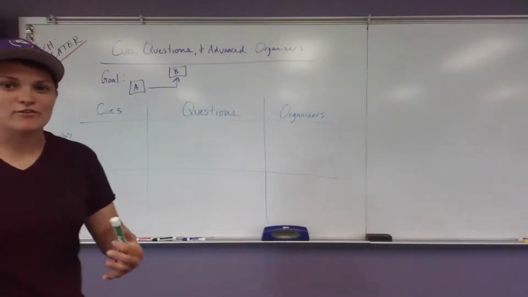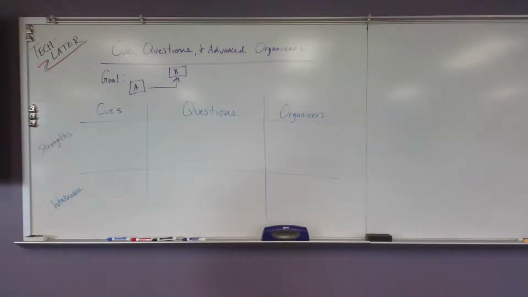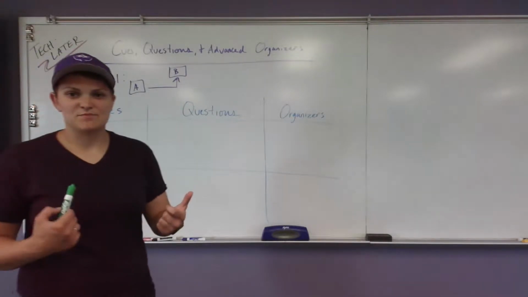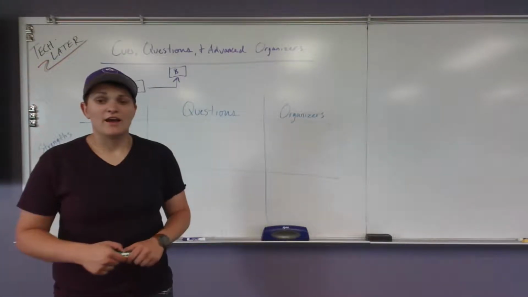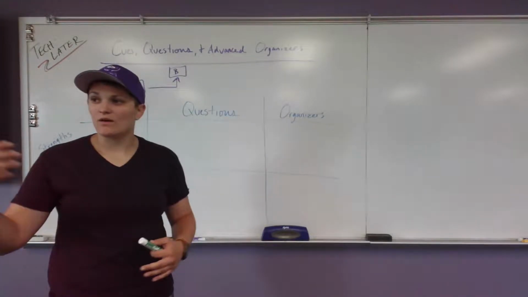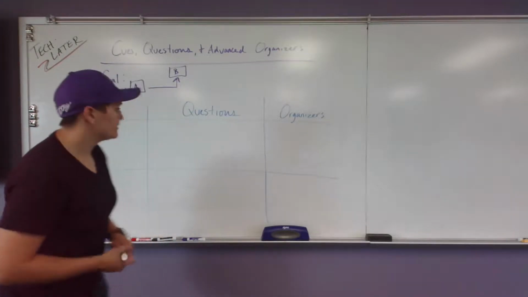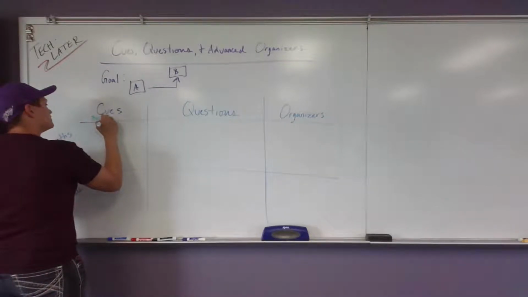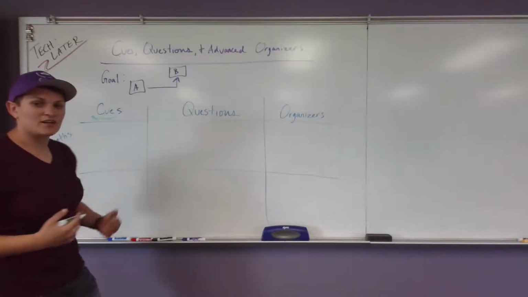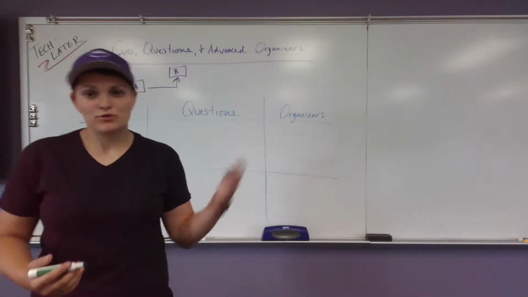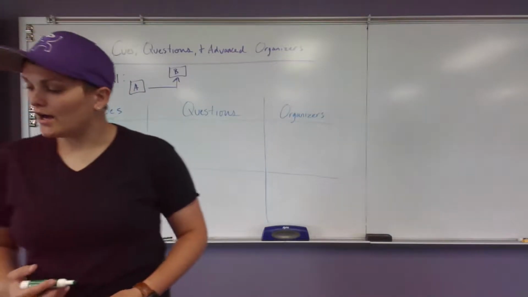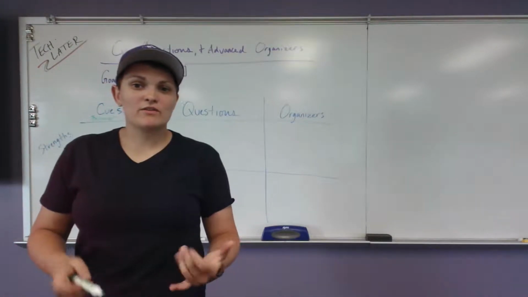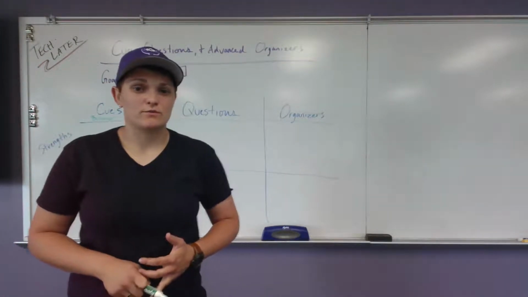All right, so first we're going to talk about cues. Cues are set up to basically elicit a specific response or behavior out of students or whoever it is that we're working with. So we're going to talk about strengths and weaknesses of cues, questions, and organizers. But as we get started with cues, things that you need to know about those are they can be verbal and they can be nonverbal.